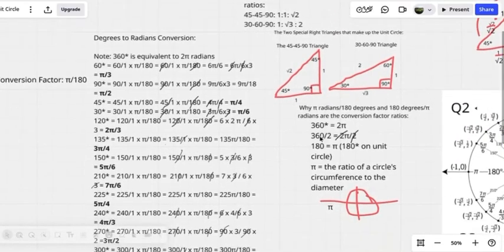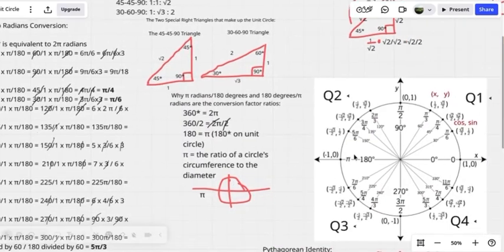And also please note that we're going to be converting using the conversion factor of pi over 180. The reason why pi over 180 is the conversion factor for converting degrees to radians is because 180 degrees is equal to pi radians. So 180 degrees on the unit circle right here is equivalent to pi radians. So that's what these values are trying to say.